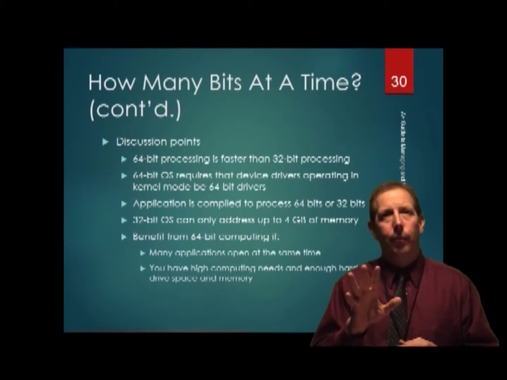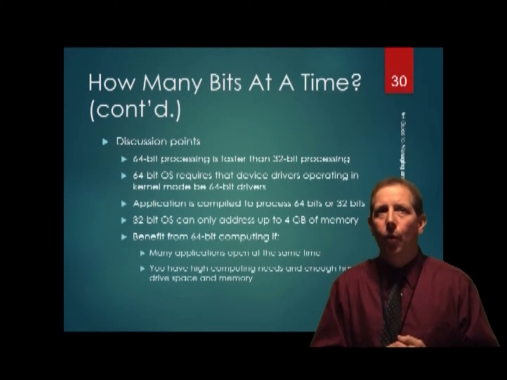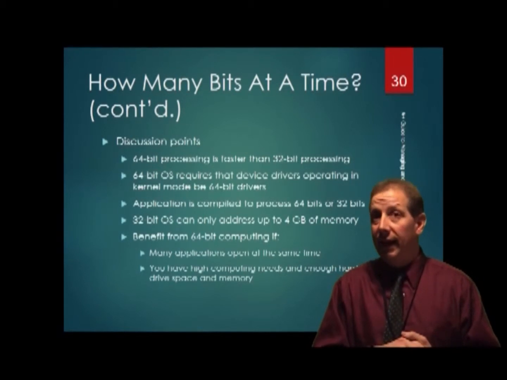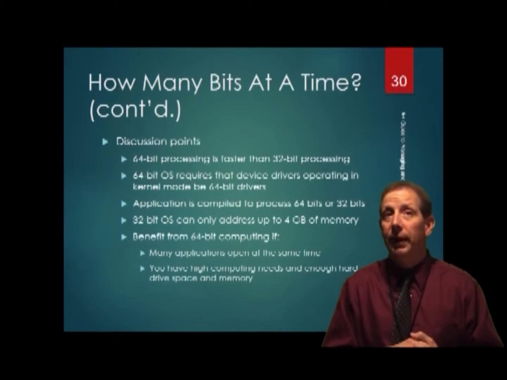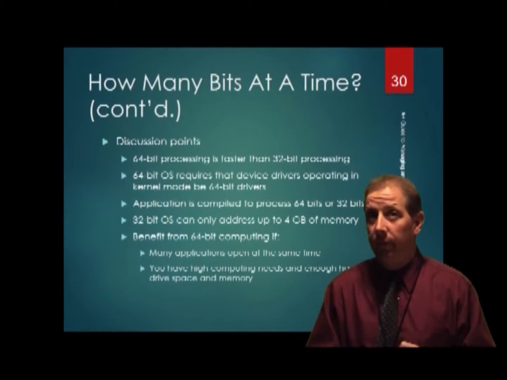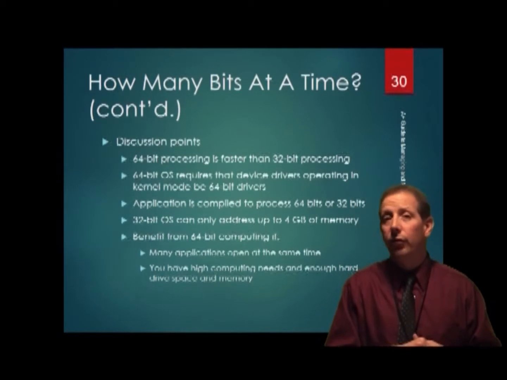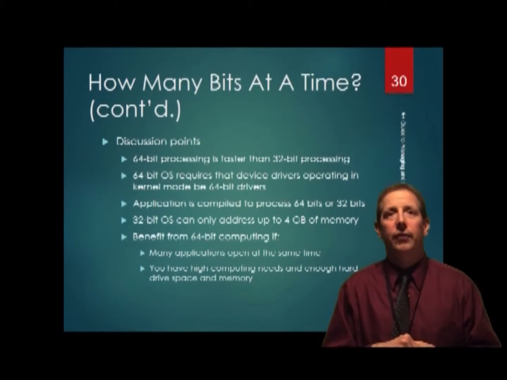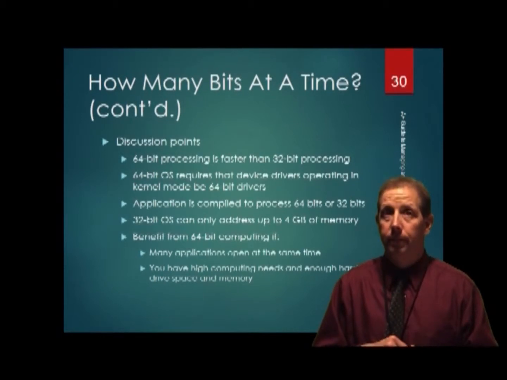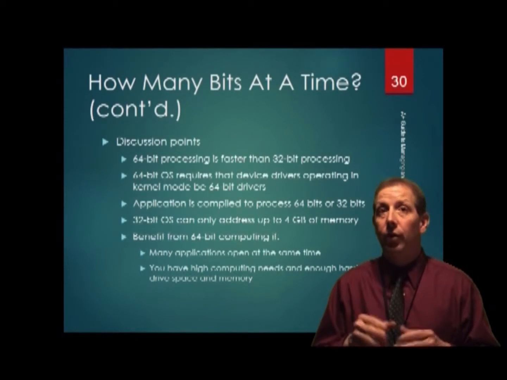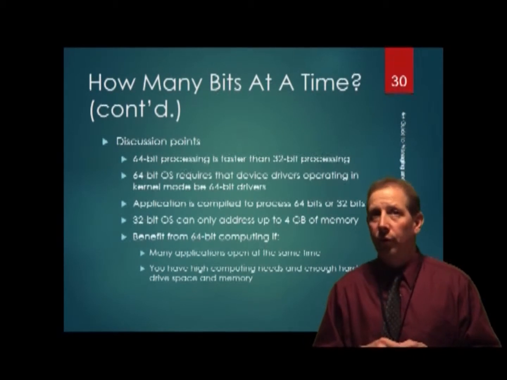I lied. 0.5. If you open many applications at the same time and have high computing needs and enough hard drive space and memory, you can benefit from a 64-bit operating system. To get the most out of it, the processor, motherboard, operating system drivers, and applications must all be 64-bit. And you should have installed the maximum amount of memory that the motherboard will support.